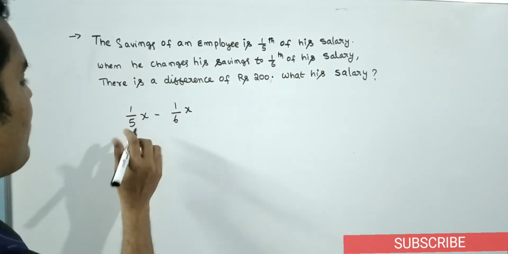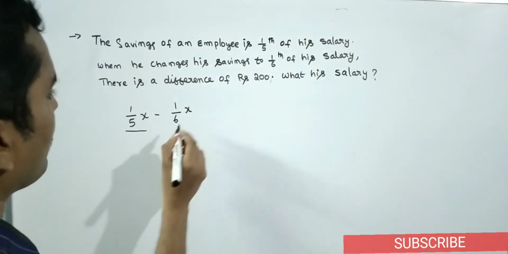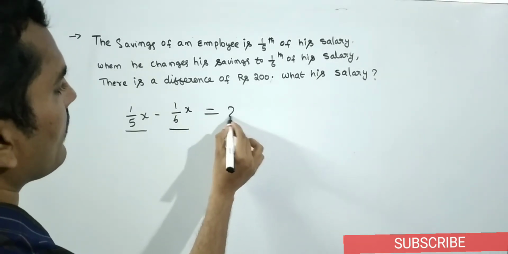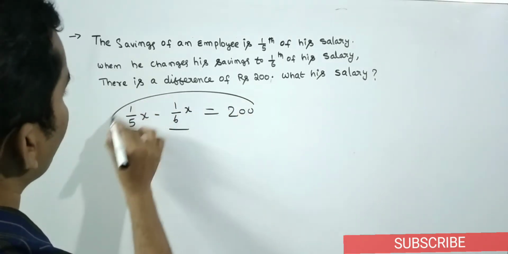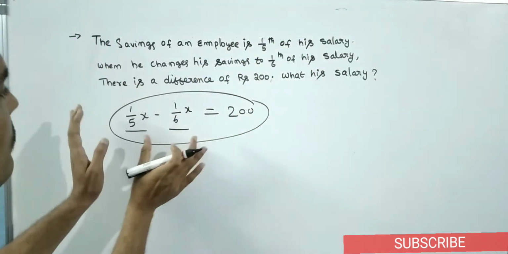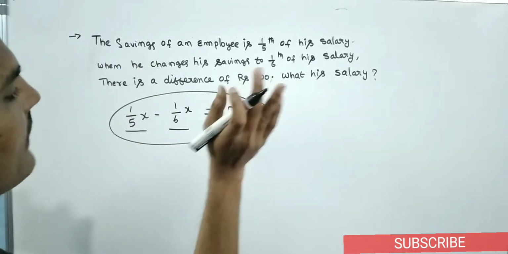Salary we don't know, we assume it as x. Then he changed it to 1/6 of his salary. 1/6 of his salary equal to 200. This only he has given. While reading the problem itself, we have to come across this step. Then easily we will get it.